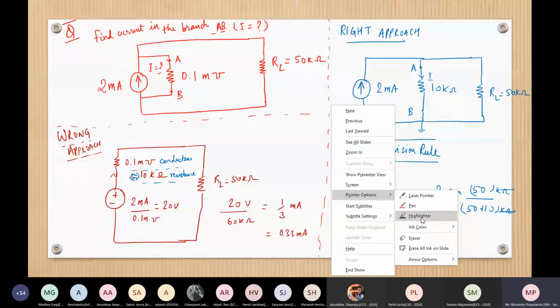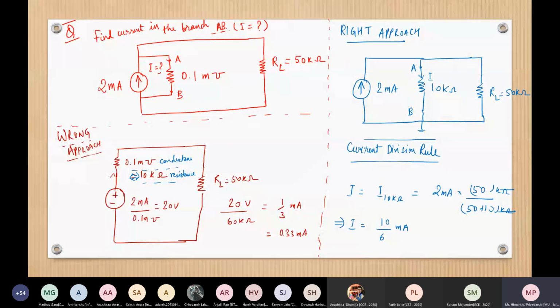But my intention here is not to solve a problem for you now. That will come at a later stage. This will be 5 by 3 milliampere, and this will be what? 1 milliampere. And of course this is 2 milliampere. Is that clear?